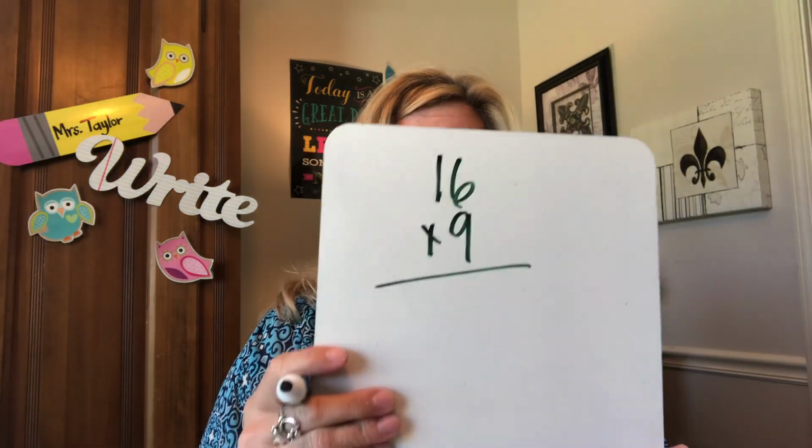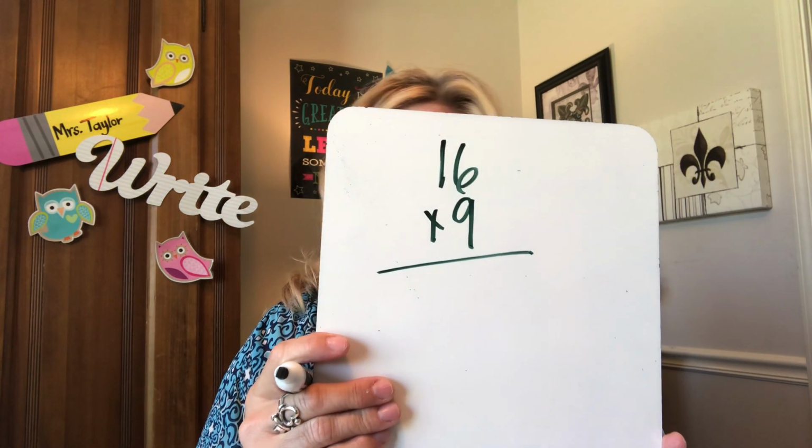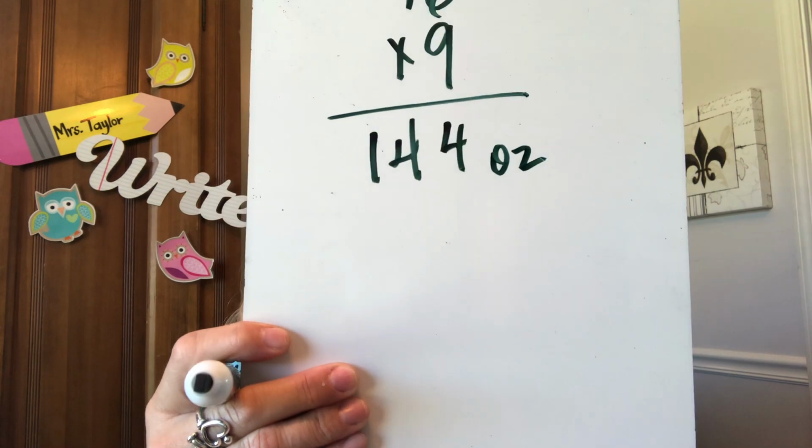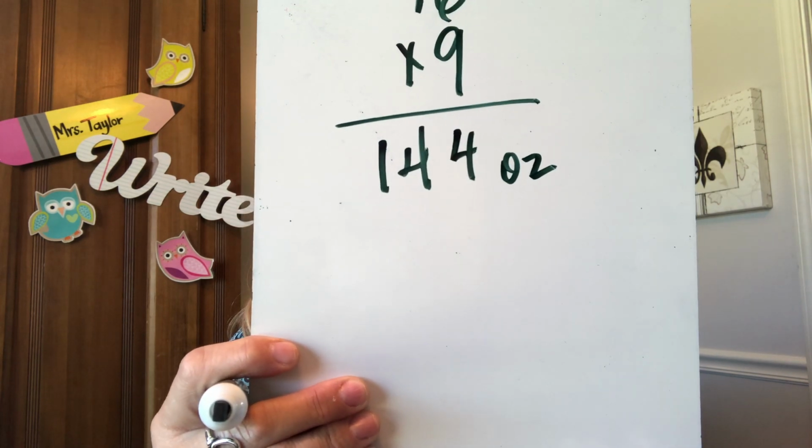16. So if he weighed exactly 9 pounds and I want to know how many ounces he actually weighed, this is what I'm going to do. What is 6 times 9, Dev? 6 times 9. Yes, 54. Put my 4, carry my 5. 9 times 1 is 9 plus 5. Did you get 144 ounces? Ding, ding, ding, ding, ding. You are correct.